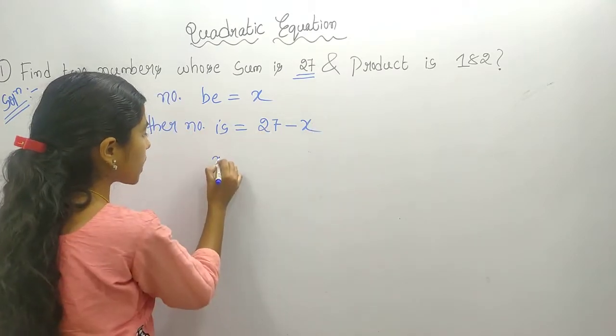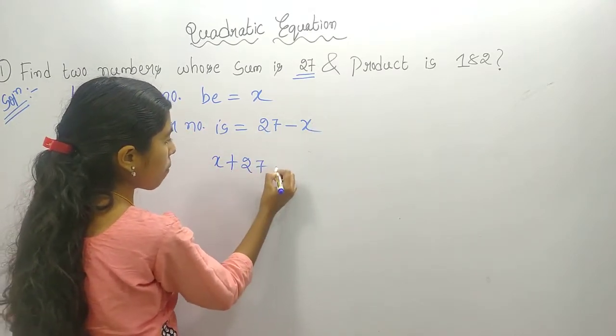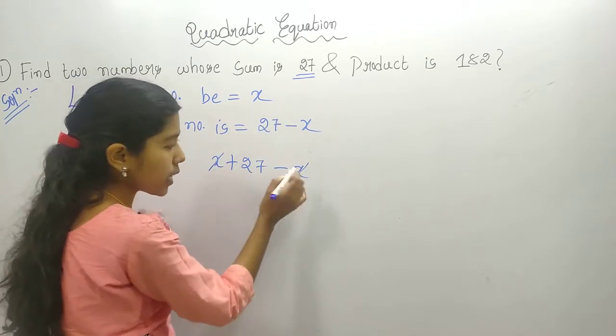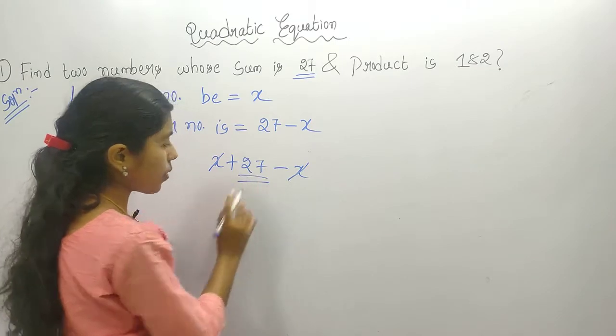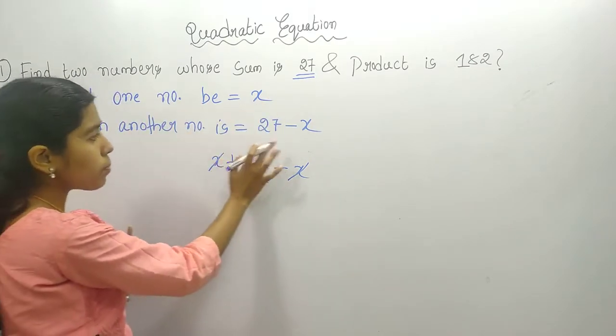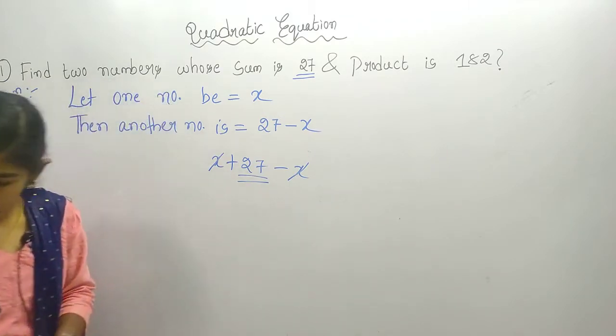Here you see, if we add these two numbers, x plus 27 minus x, then x and x cancel each other and 27 comes. So these are two perfect numbers: one is x, another number is 27 minus x.